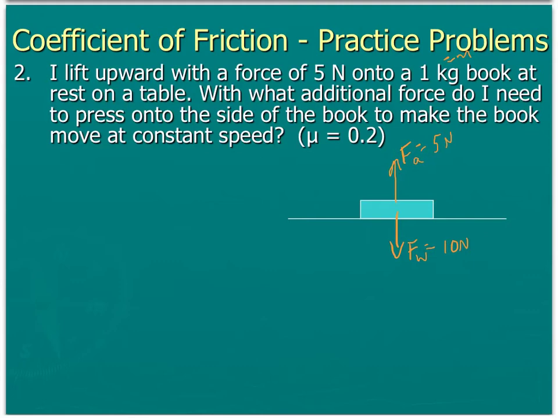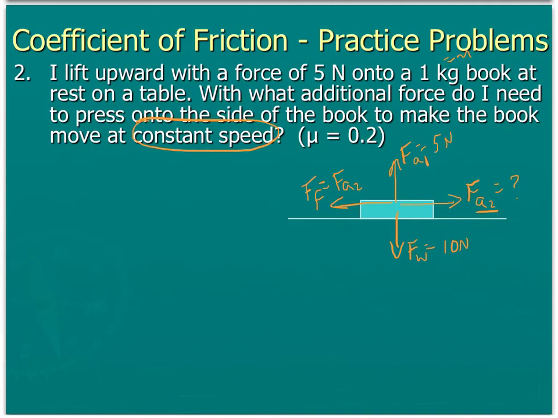With what additional force do I need to press onto the side of the book to make the book move at a constant speed? So we know there's going to be some applied force here, and we'll call this one applied force 1 and applied force 2, but I don't know what it is. Now I do know that it's moving at a constant speed. So remember, a constant speed tells me that my frictional force, FF, has to be equal to whatever this applied force ends up being over here.